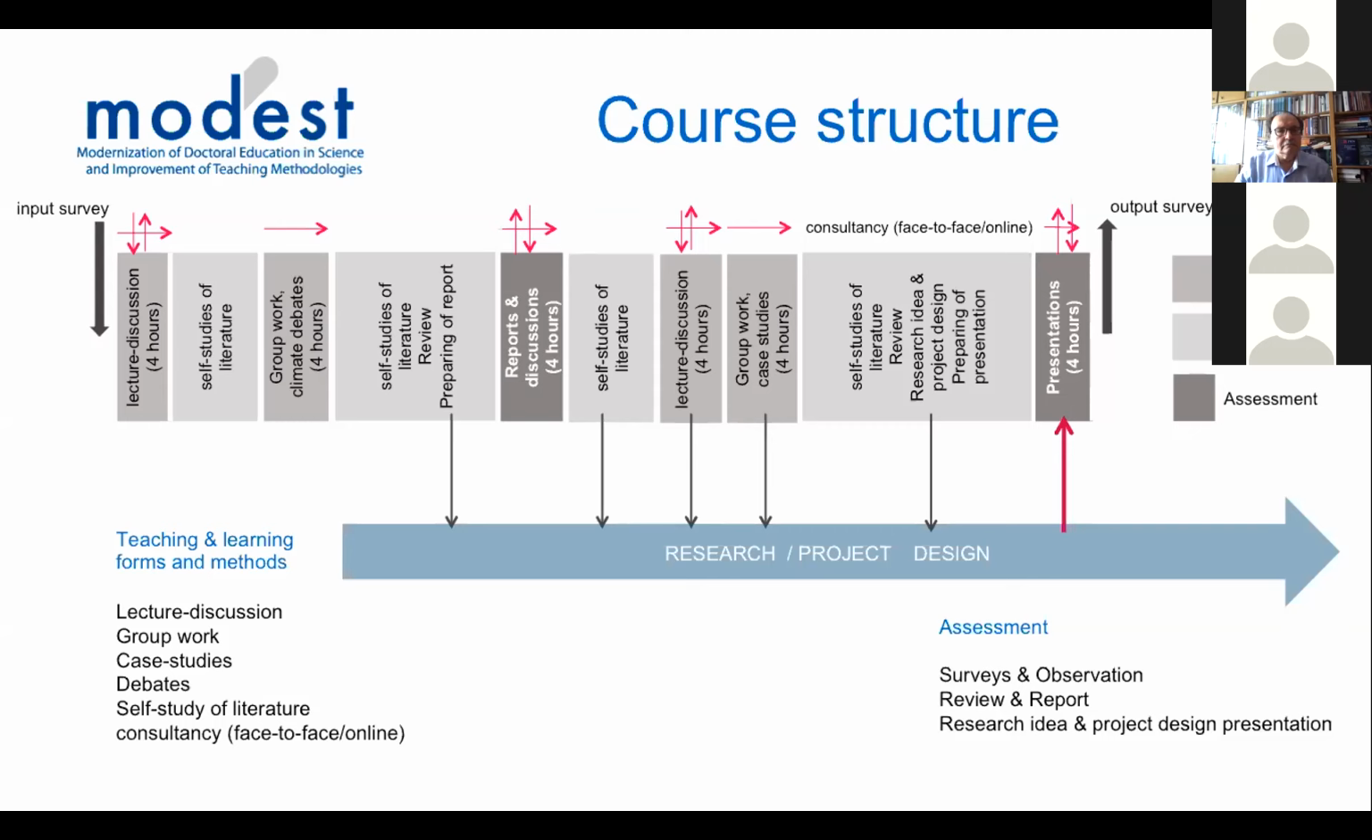Assessment, survey, and observation. Sorry, I didn't tell about a very important part of this course: the input survey and output survey. It's not just about their knowledge, but about the attitude in sustainable development, in understanding of sustainable development. Assessment, survey and observation, review and report, research idea, and project design presentation.